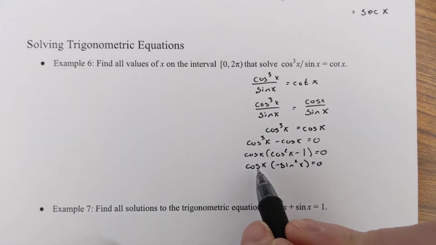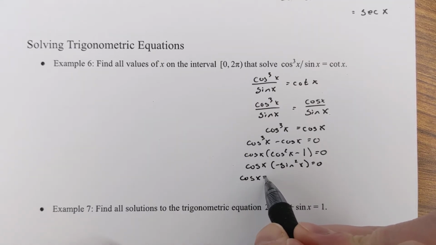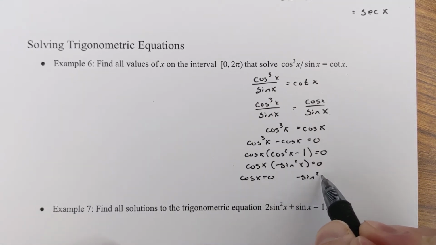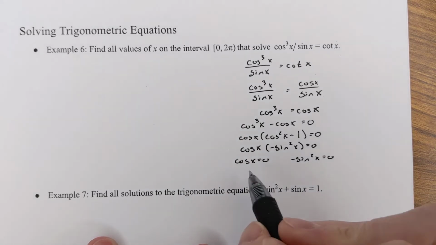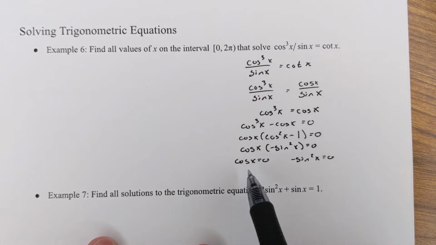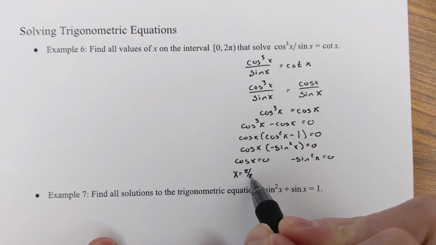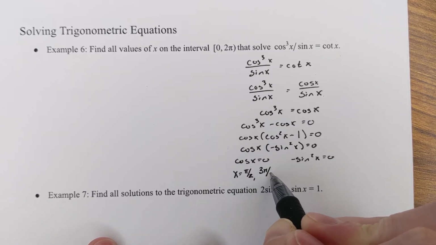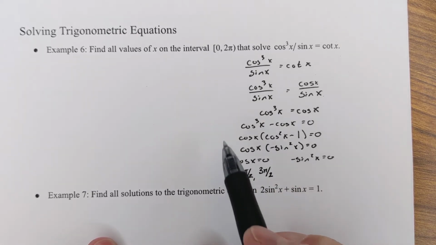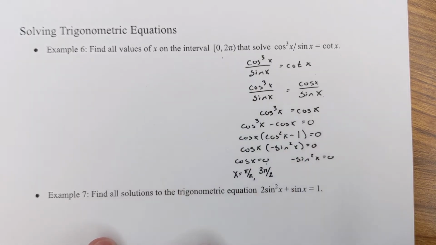Okay, so since I have two factors, I set them separately equal to 0 and solve them. So this one, I'm looking for where on the interval 0 to 2 pi the cosine of x is 0. This one occurs at either pi over 2 or 3 pi over 2. There are two angles that have a cosine of 0 in that interval.